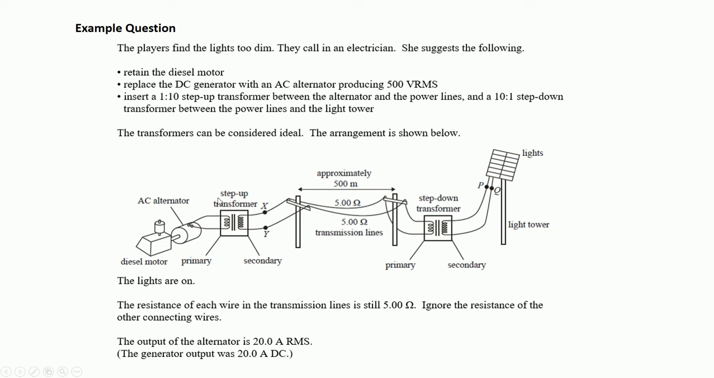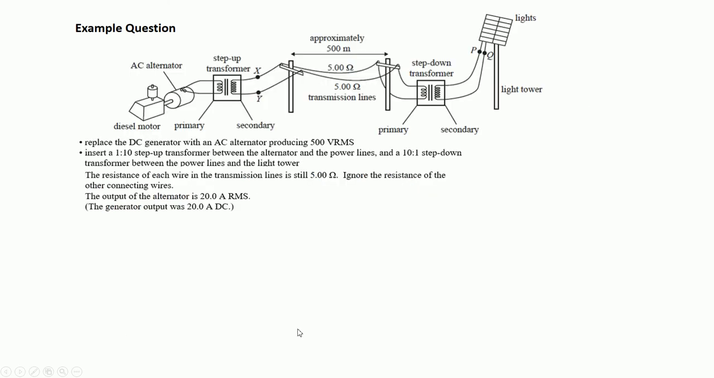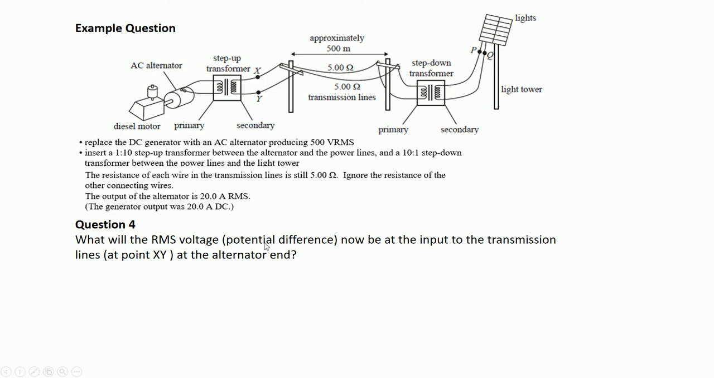Now the transformers can be considered ideal and the arrangement is shown below. The lights are on. The resistance of each wire of the transmission line is still 5 ohms each. Ignore the resistance of the other connecting wires, and again the output of the alternator is 20 amps RMS. So what would be the RMS voltage or potential difference now at the input of the transmission line?